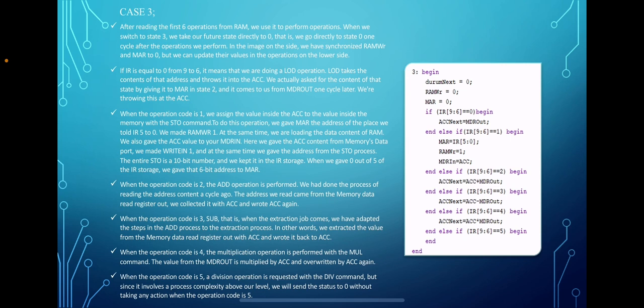When the operation code is 5, a division operation is requested with the DIV command, but since it involves a process complexity above our level, we will send the state to 0 without taking any action when the operation code is 5.